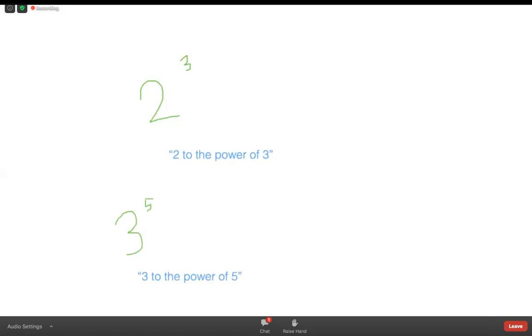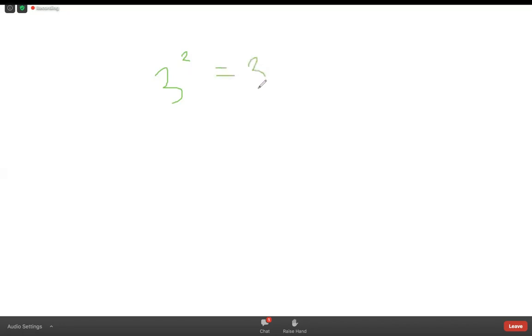The reason why we have that weird little number on top is it just makes it easier, because if you wanted to write out 3 times 3 times 3 times 3 times 3, it would take up a lot of time. So 3 to the power of 5. Also, sometimes you'll hear 3 squared. 3 squared is just 3 to the power of 2, which is 3 times 3. When something is raised to the power of 2, you can call it squared. So 3 squared equals 9. Awesome.